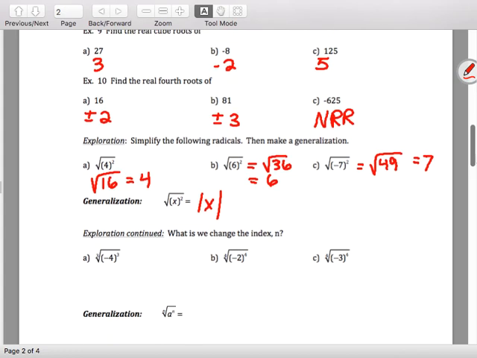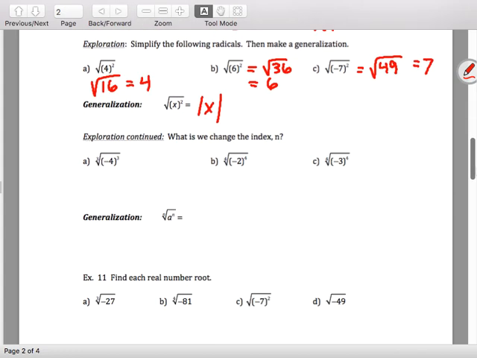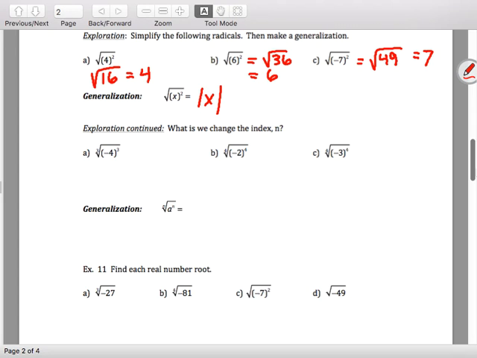So my next exploration says, what if we change the index? And the word index is another word for root. So if I do this, you can use a calculator if you have one. Negative 4 in a parenthesis cubed is negative 64. Use your pink paper then. And what's the cube root of negative 64? Negative 4, right? It's actually a negative 4, because with a cube, I can have a negative underneath. Square roots, I cannot.